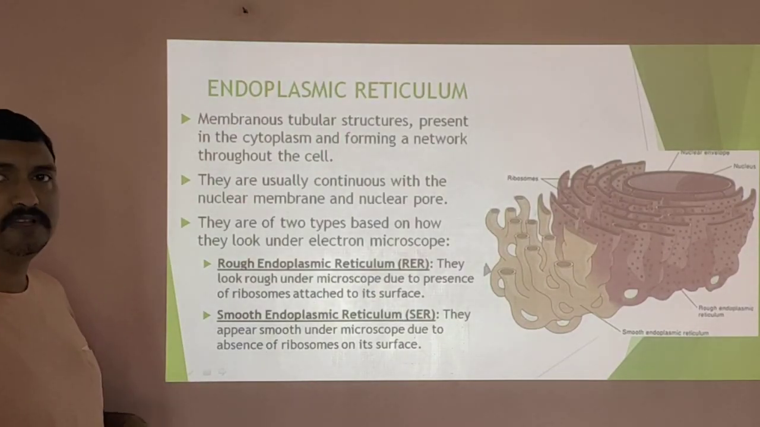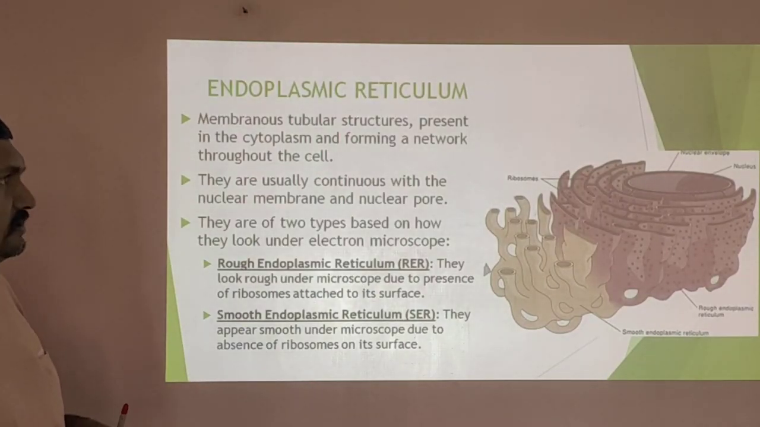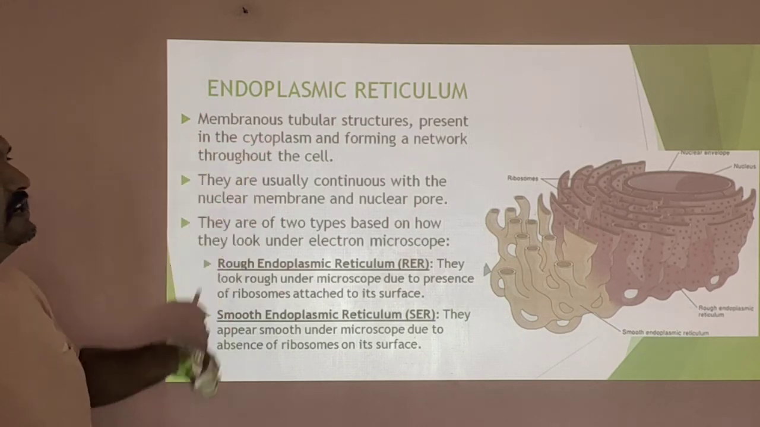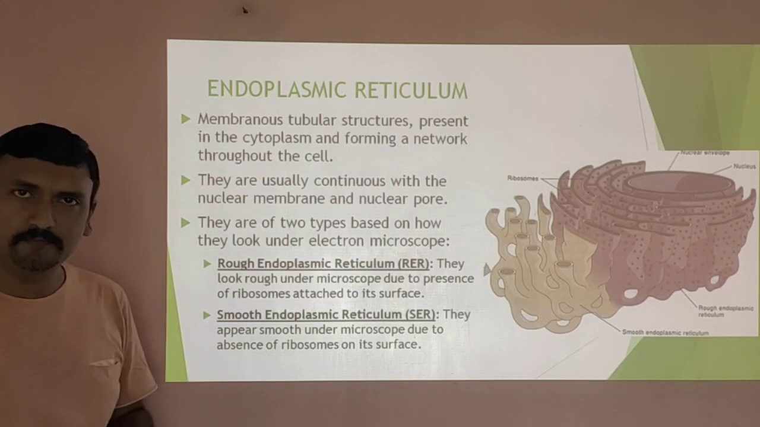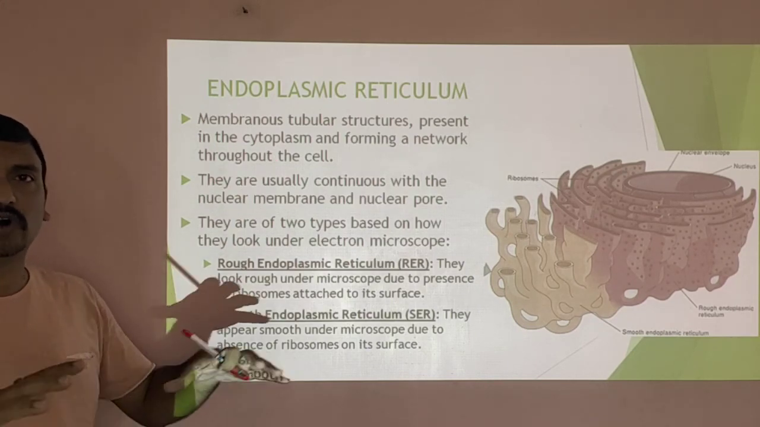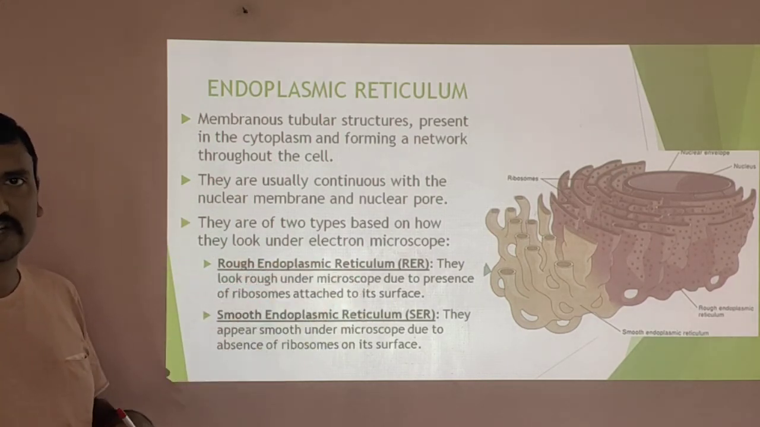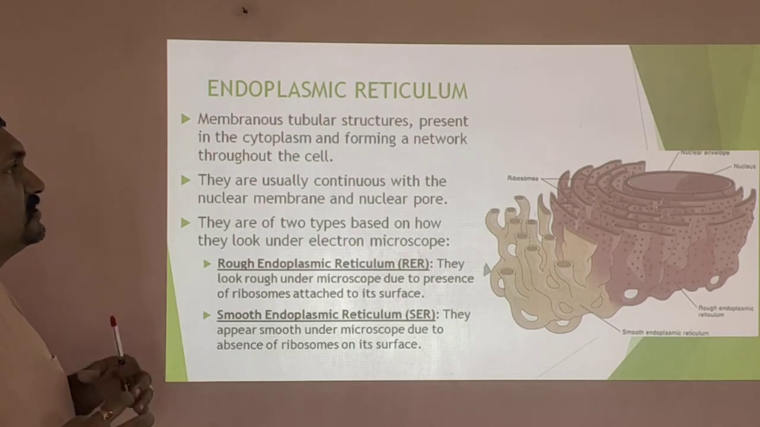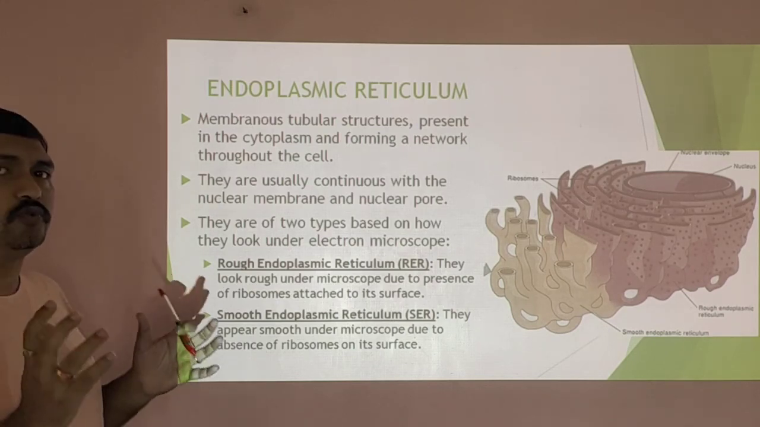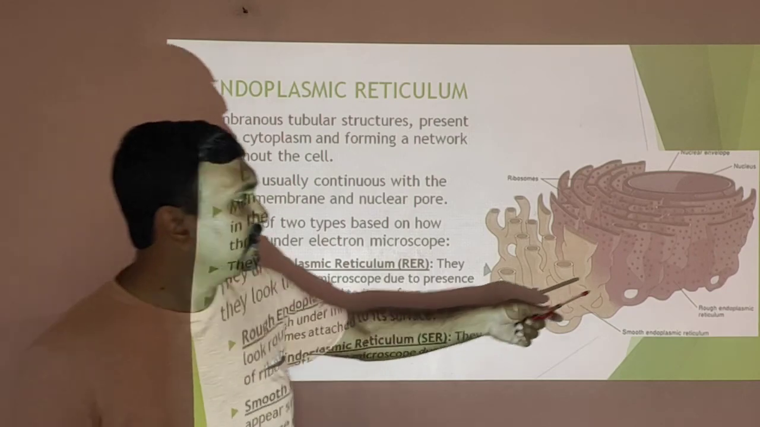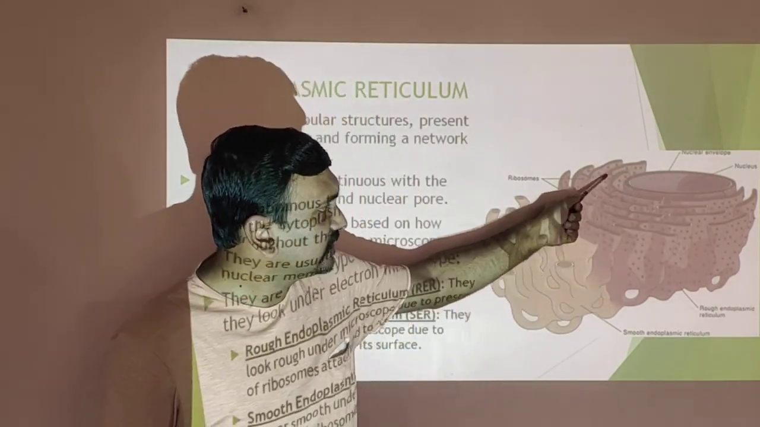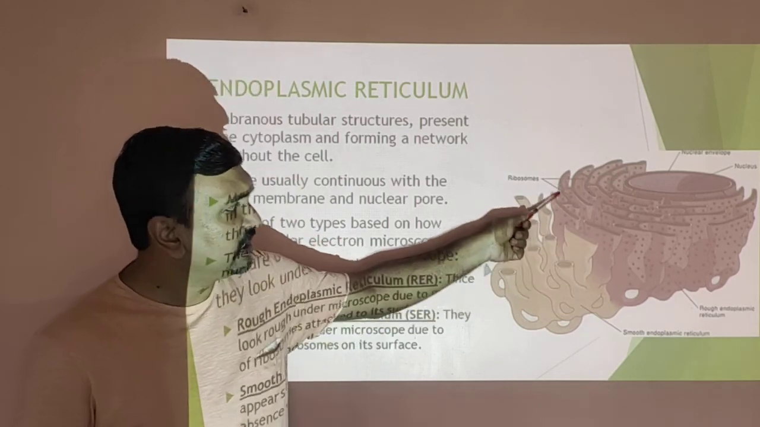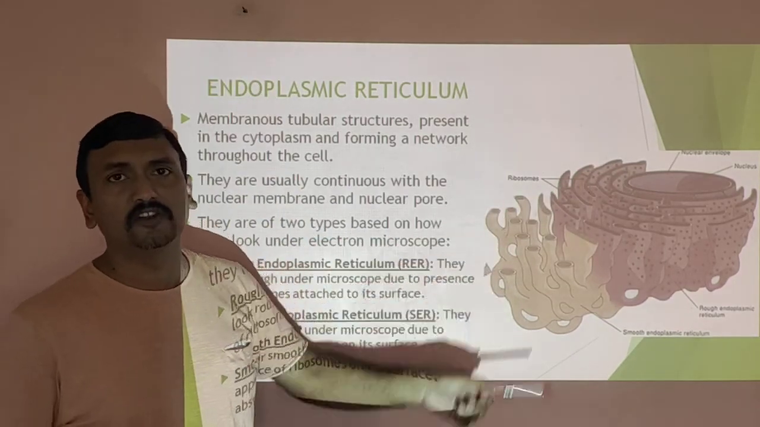Coming to endoplasmic reticulum. These are some membranous tubular structures present in the cytoplasm, forming a kind of network. It spreads out through the cytoplasm. However, it is normally connected to the nucleus. Like you see here, this is the nucleus. From the membrane of the nucleus continues the rough endoplasmic reticulum and then smooth endoplasmic reticulum.